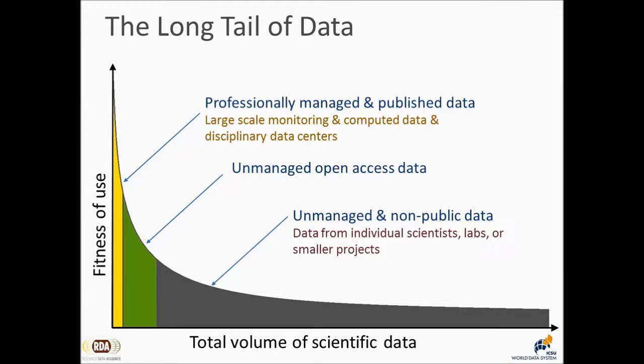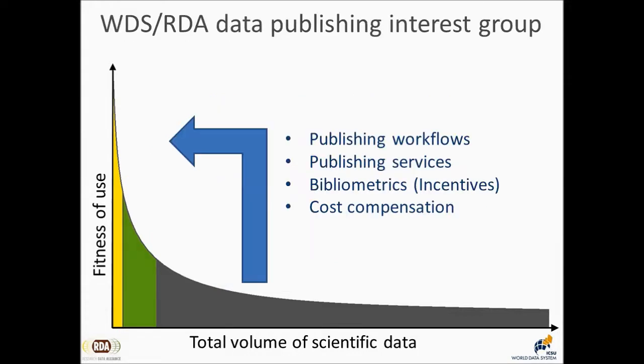up a number of working groups here that Efke was describing. So publishing workflows, services, bibliometrics, which are addressing the incentives necessary, and cost compensation. These are the groups that are collaborating, so they are more or less complementary, and the goal is to improve the situation of the availability and usability of research data.